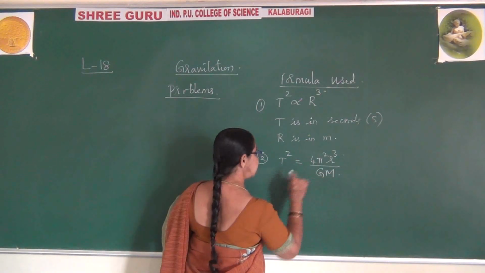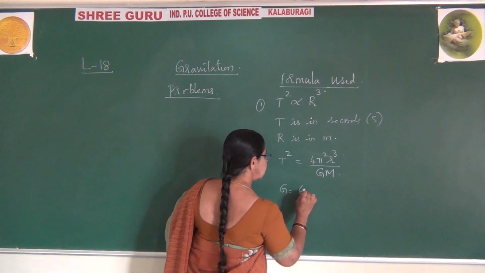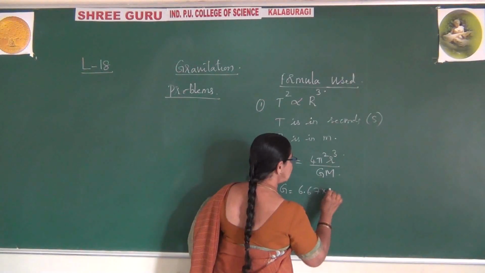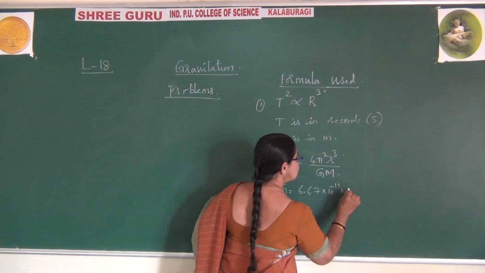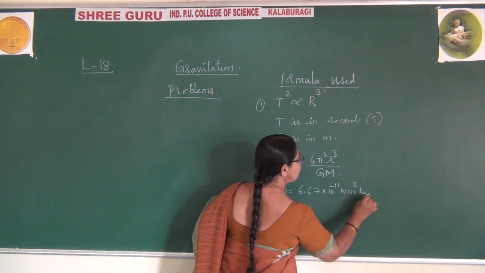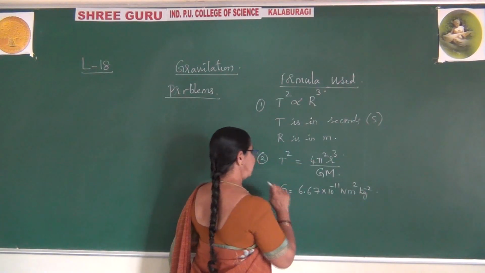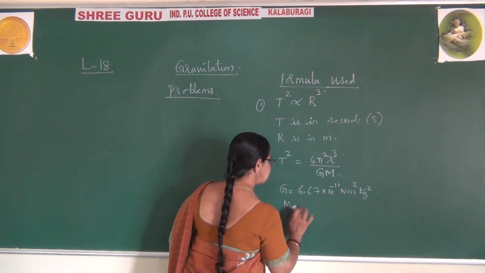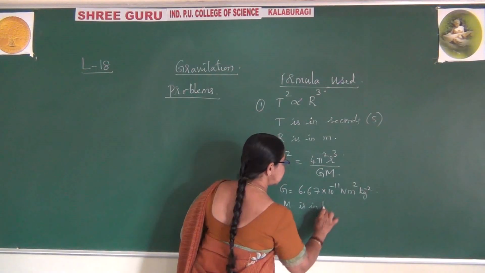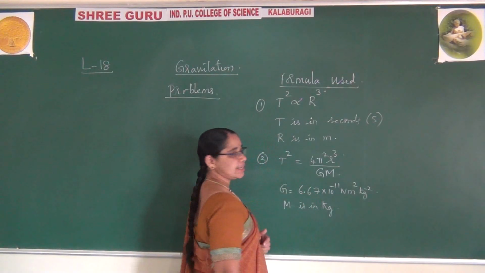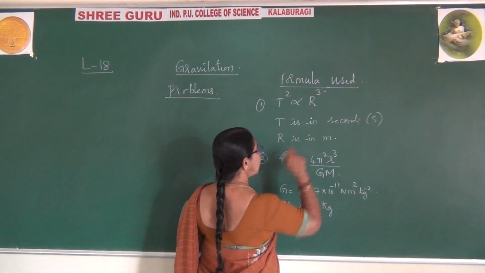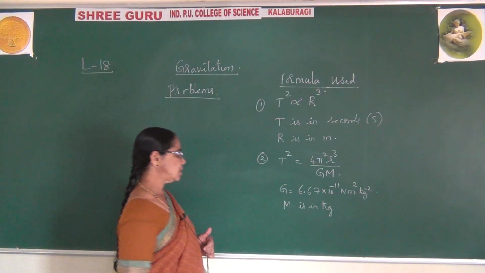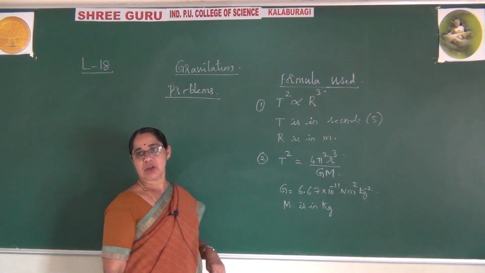G is nothing but 6.67 into 10 raised to minus 11 N m square kg to the power of minus 2. This is the value of G, where M is measured in kg, in SI units. And you already know R is measured in meters and T is measured in seconds. This is one formula using Kepler's laws.